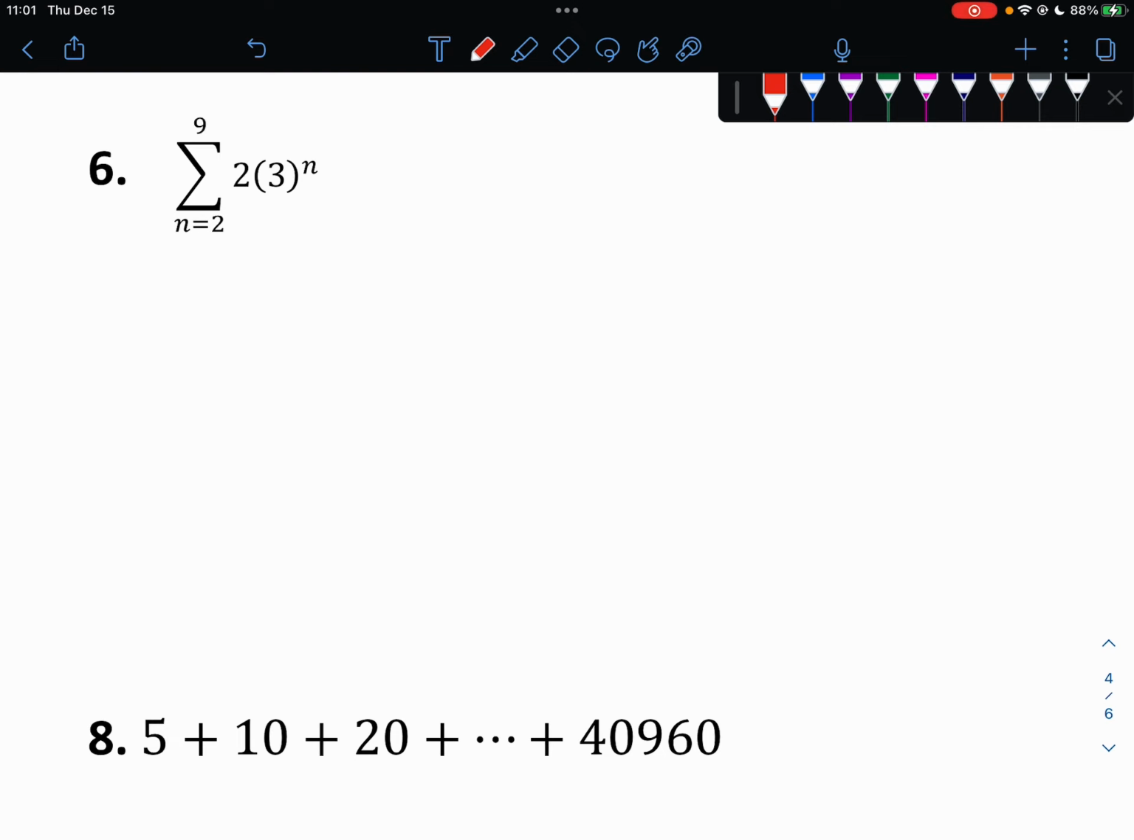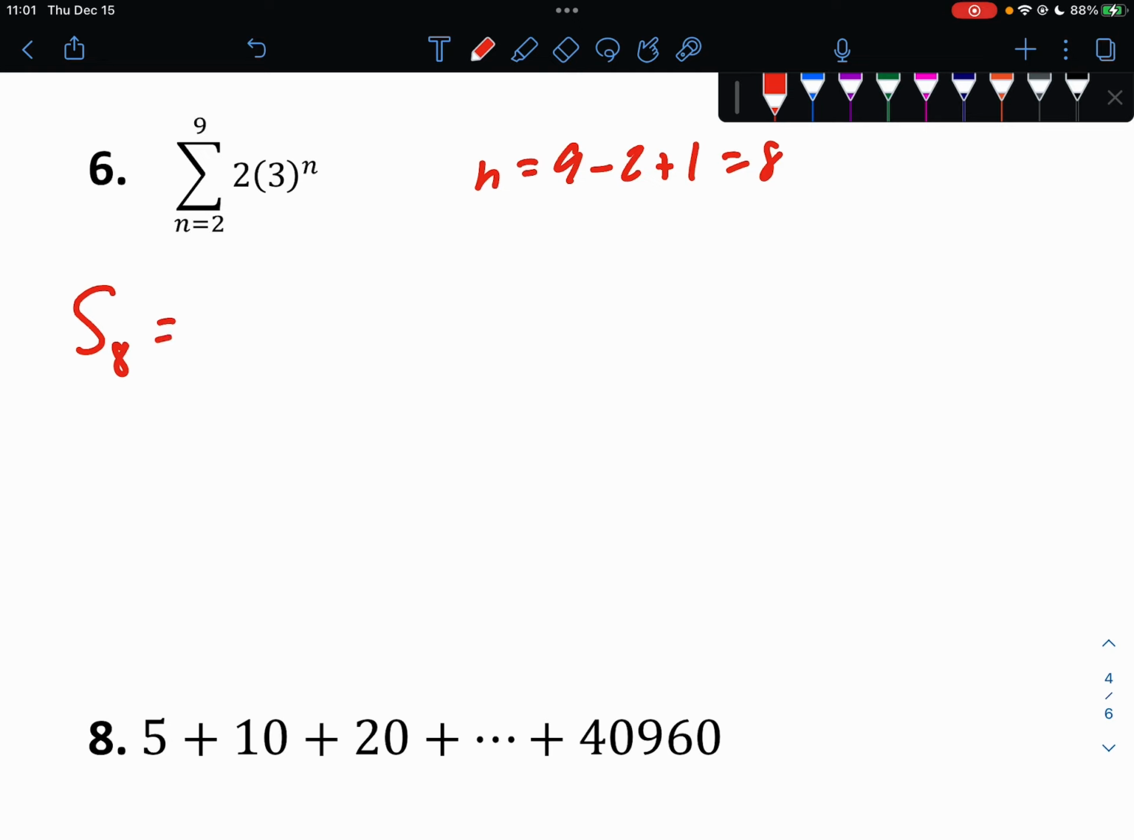Number 6, arithmetic, geometric, or neither. This is geometric, and it is finite, so we can use this formula. How many terms are there? 9 minus 2 plus 1. There are 8 terms. So the sum of the 8 terms here.